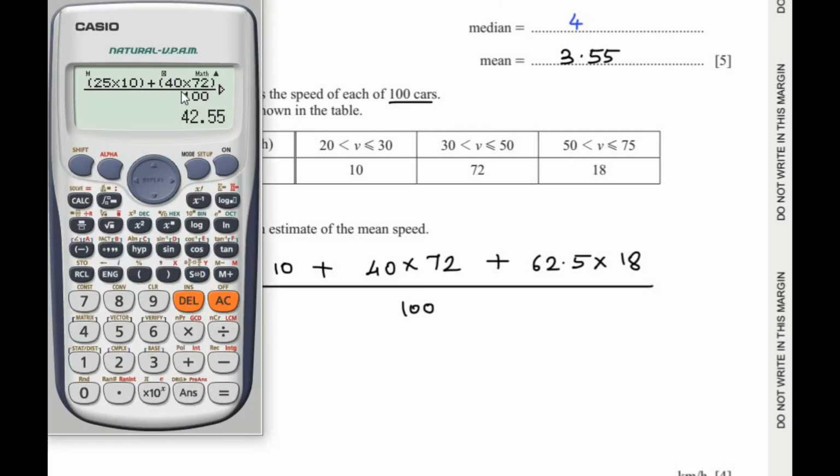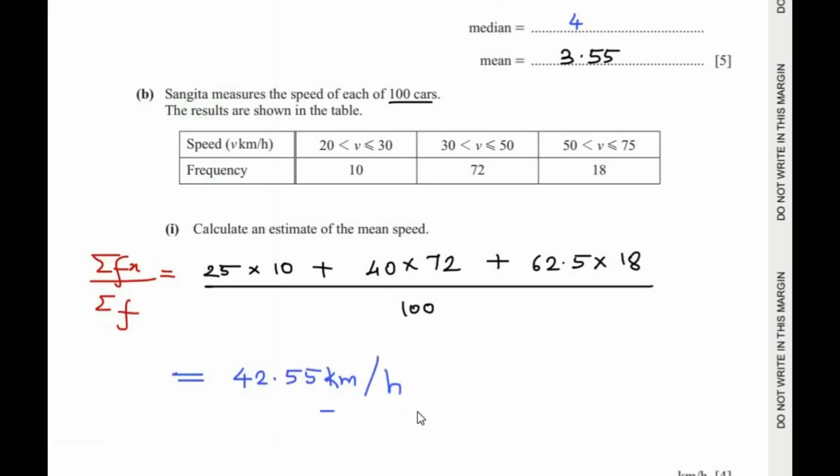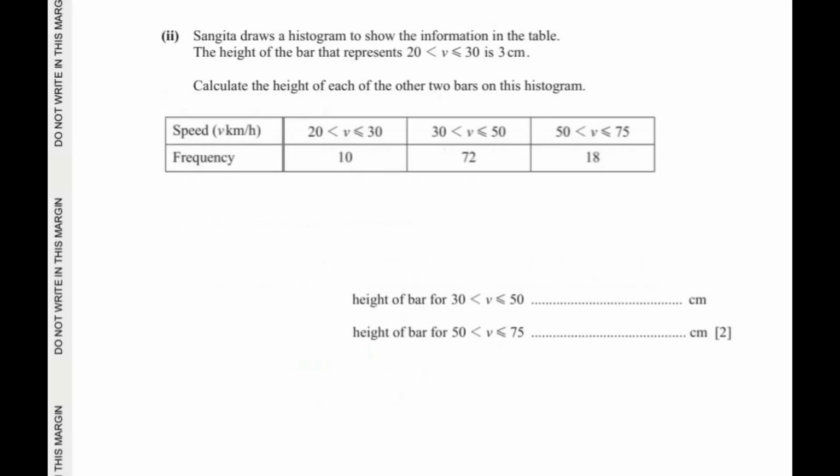So here we have got the value as 42.55. So this is the estimate of the mean speed. So let me write here. So it is 42.55 kilometers per hour. Now moving on to the next question.